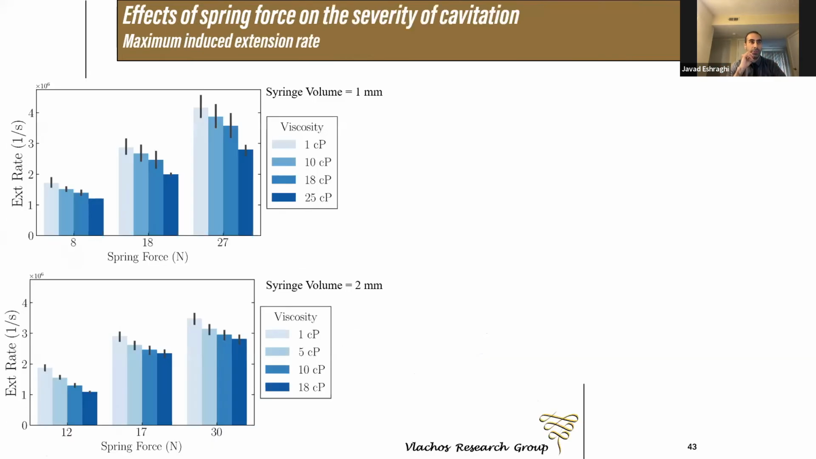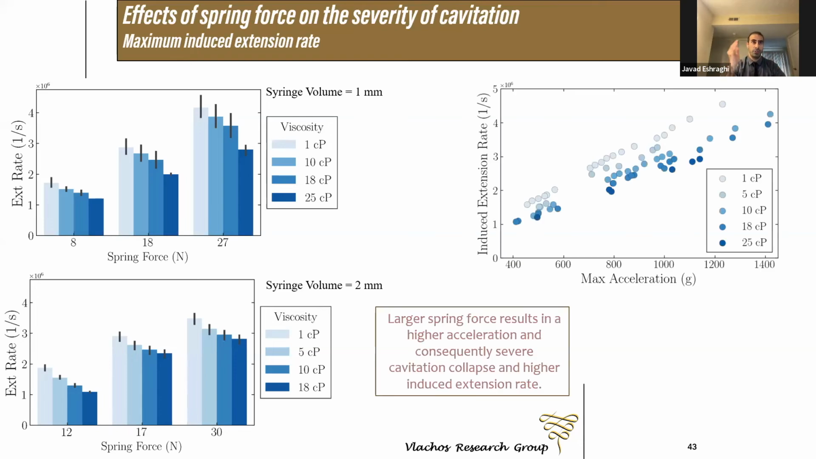Okay, let's review some results and investigate the severity of cavitation as a function of spring force. In case A, we tested syringes with two different volumes, 1 ml and 2 ml, and provided each syringe's results in one plot. These plots show the maximum extension rate induced by the cavitation in autoinjectors actuated with different spring forces, and with what we have here, we can say a larger spring force makes a stronger cavitation. A larger spring force corresponds to a larger syringe acceleration upon actuation of autoinjectors.